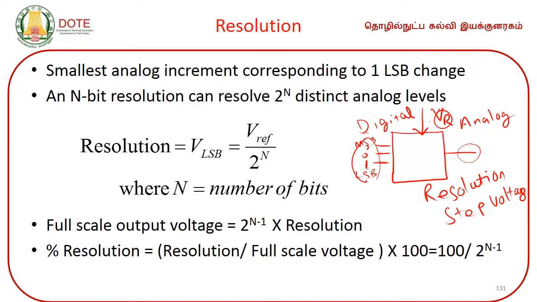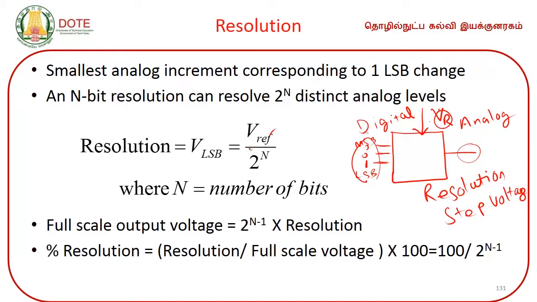If there are n bits in the digital input, then 2 to the power n combinations are possible. 2 bits give 4 combinations, 3 bits give 2 to the power 3, that is 8 combinations, 4 bits give 2 to the power 4, 16 combinations. So n is the number of bits at the input side. Your reference voltage divided by 2 to the power n is your resolution. This is how you find the 1 LSB voltage, step voltage or resolution.